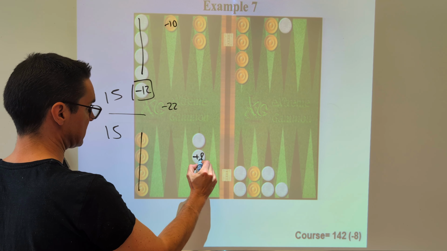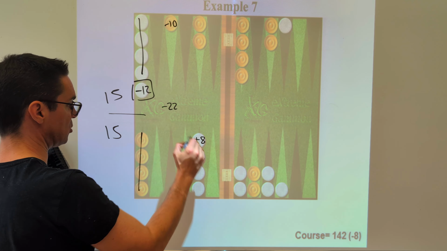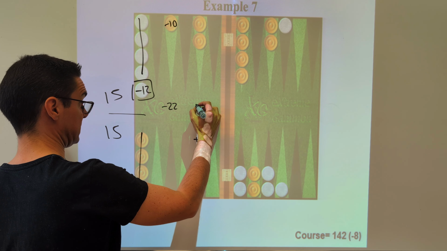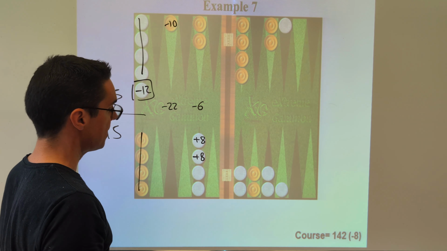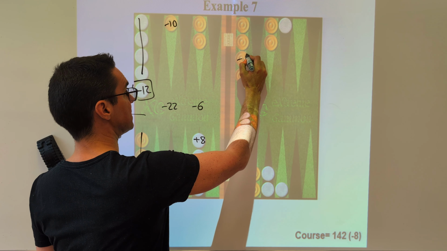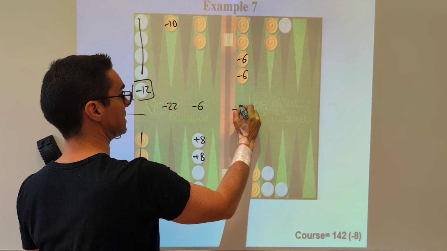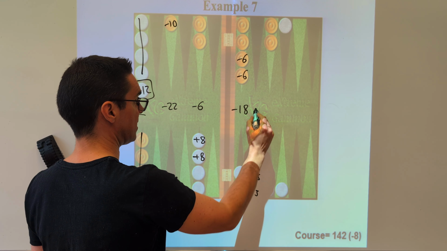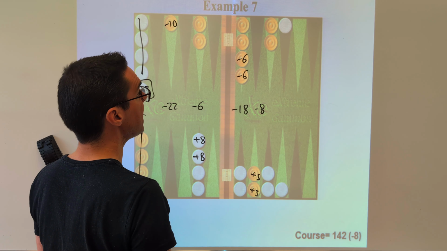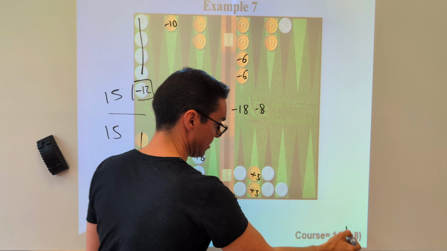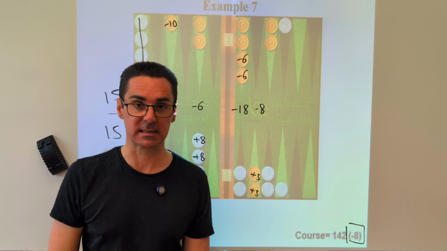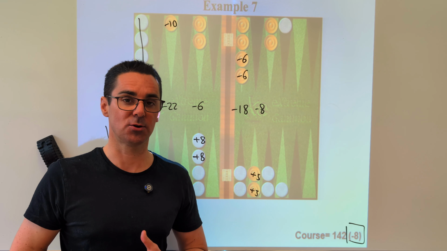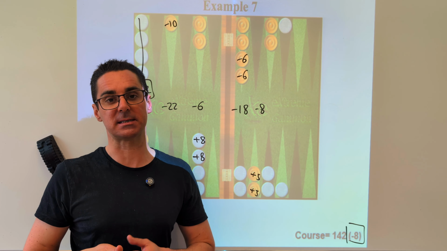Minus 22 plus 8 is minus 22 plus 16. It's minus 22 plus 16 is minus 6. Minus 6 minus 6 minus 6 is minus 18. Minus 18 plus 5 is minus 8. Minus 8, and you have a deficit pip count of minus 8. You are late. Your late is minus 8, so you are in advance of 8 pips.